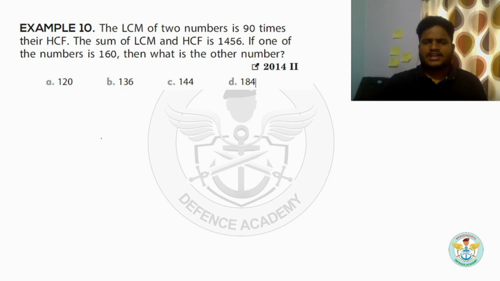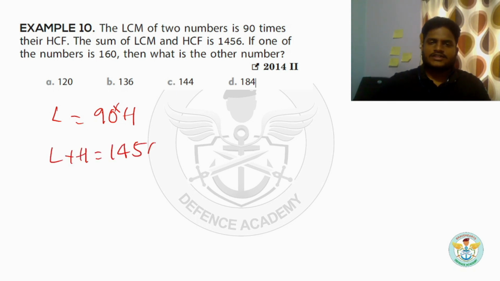This is very similar. I'll just write the starting part. I hope you guys can do it. Solve it properly and comment your answers in the comment section. I'll respond back. LCM is given as 90 times their HCF, 90 into H. The sum of LCM and HCF is given as 1456. If one of the numbers is given as 160, they want us to find out the second number.